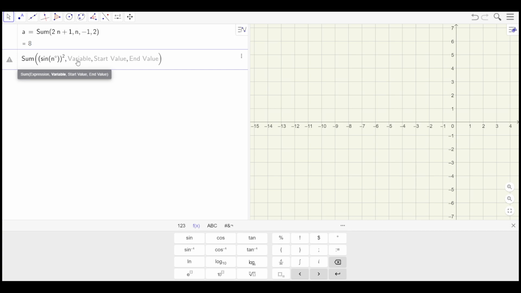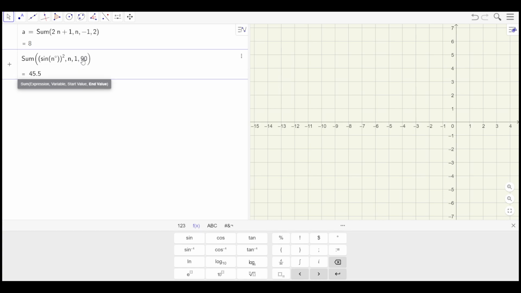What is the name of my variable? You chose it n. What is the starting value? Is 1. And what was the end value? Hopefully we haven't done something wrong. 90. And the answer is 45.5. So what we calculated was actually correct.